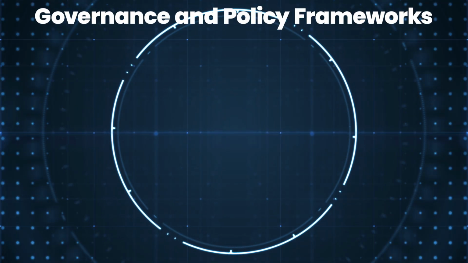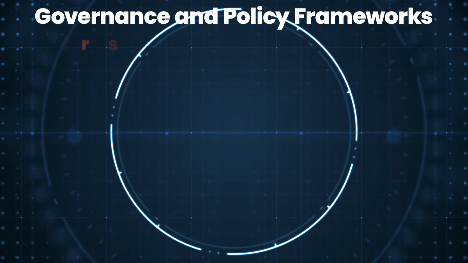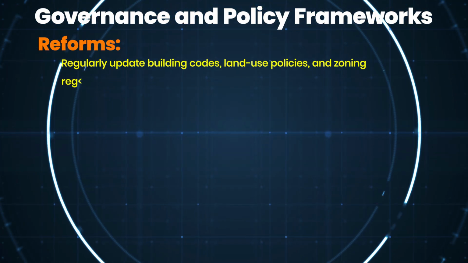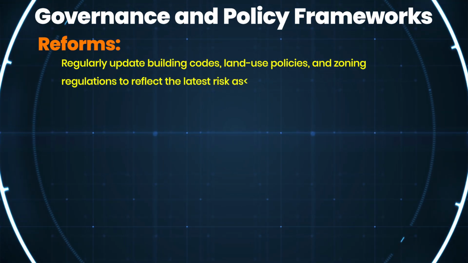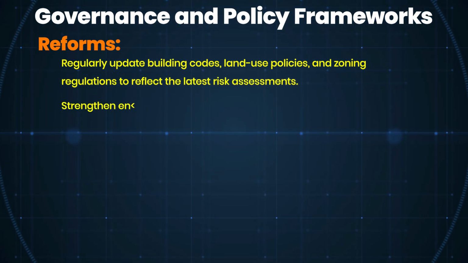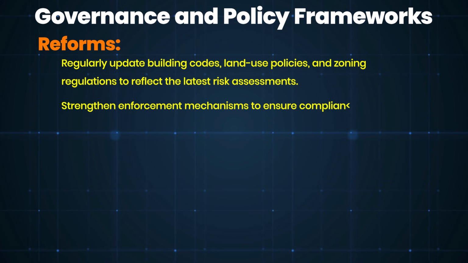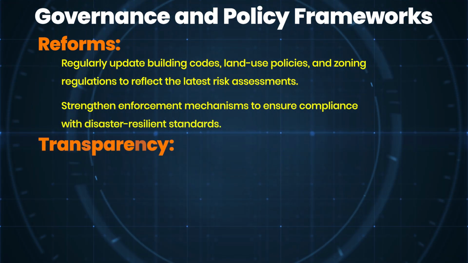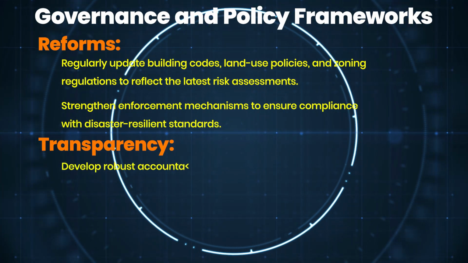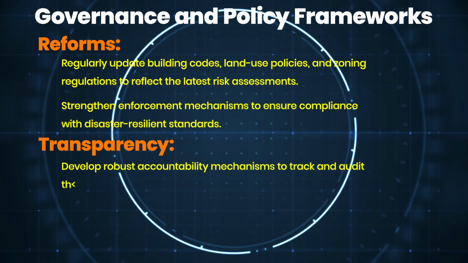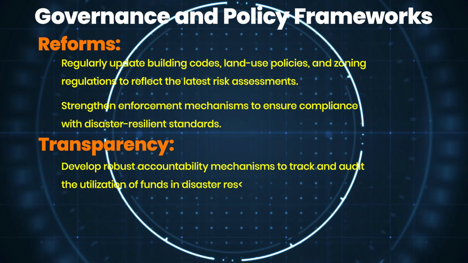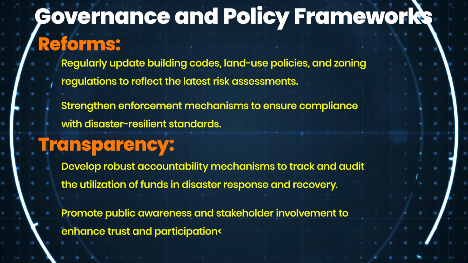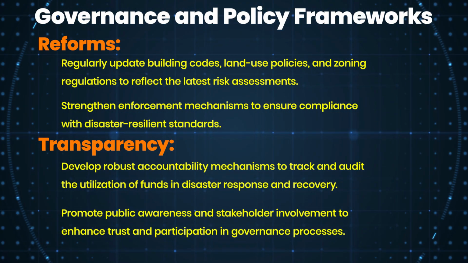Next point to discuss is the governance and policy framework. Number 1 is reforms. Regularly update building codes, land use policies, zoning regulations to reflect the latest risk assessment. Second is strengthen enforcement mechanisms to ensure compliance and disaster resilient standards. Second category is transparency. For that, develop robust accountability mechanisms to track and audit utilization of funds in disaster response and recovery. Promote public awareness and stakeholder involvement to enhance trust and participation in governance processes.